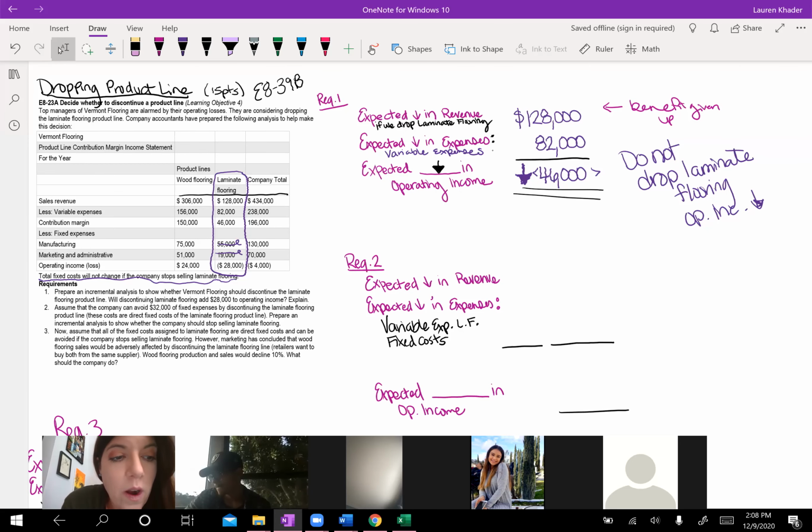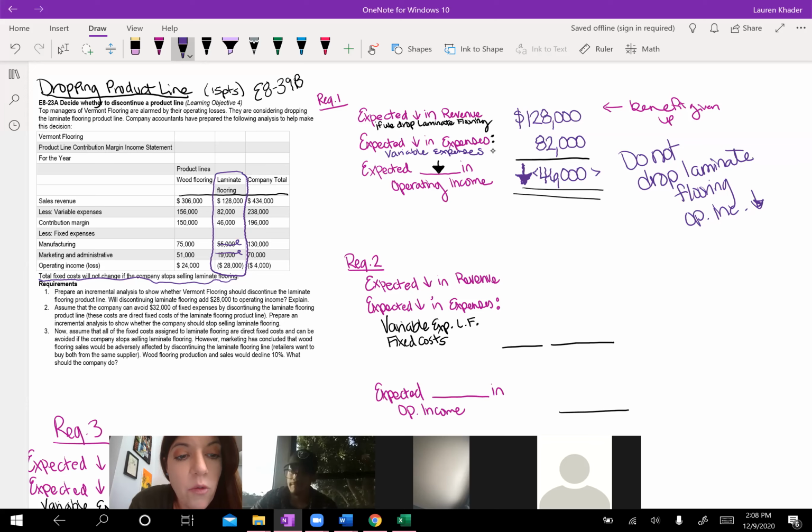For requirement 2, they have a little change. Assume that the company can avoid 32,000 of the fixed expenses by discontinuing the laminate flooring product line. These costs are direct costs of the laminate flooring product line. Prepare an incremental analysis to show whether the company should stop selling laminate flooring. So now they still will have a decrease in revenue, right? 128. They still will avoid those variable expenses if they drop it of 82.